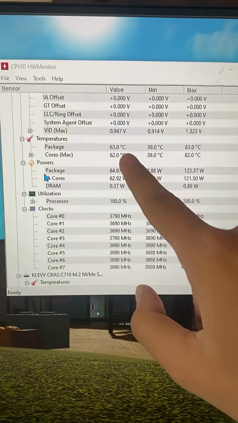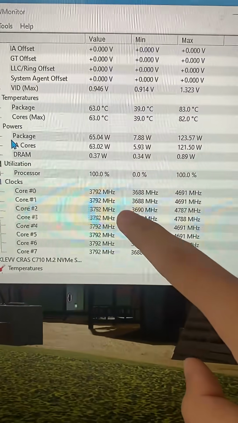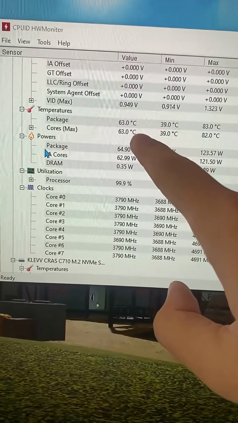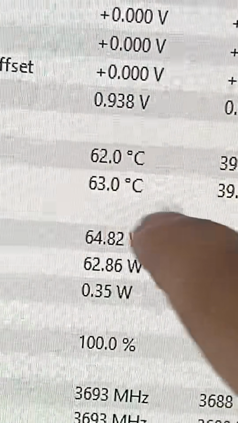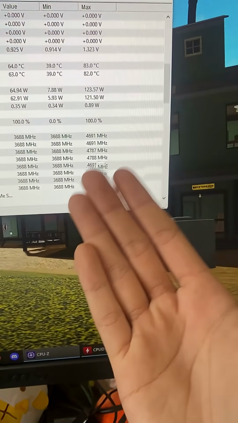Well, it's because, trying to keep your CPU from dying, it's overheating. It has to lower the clock speed of your cores to keep the temperatures down. The temperature is at a stable 63 degrees Celsius. So that basically means my CPU is overheating.